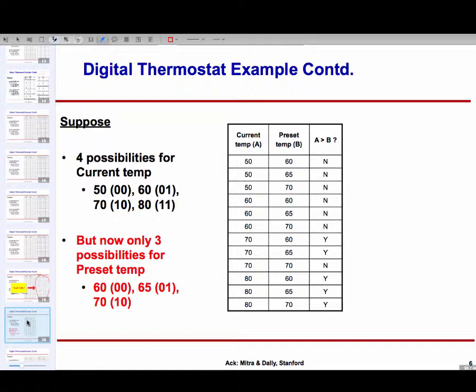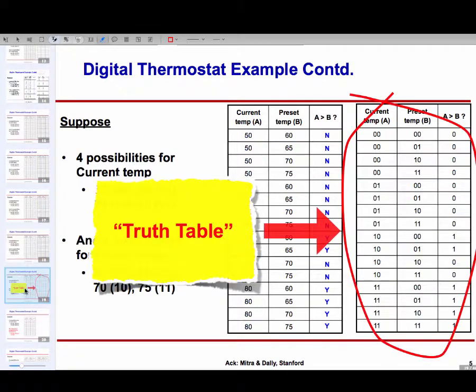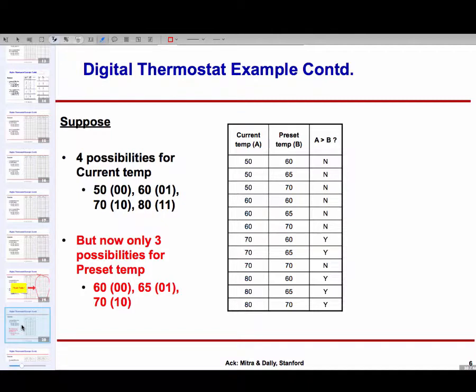So I don't have any rows corresponding to a preset of 75. In this case, my truth table no longer has 16 entries. It only has 4 here, 3 here, so a total of 12 entries. So it's a truncated truth table, with some missing rows out here.